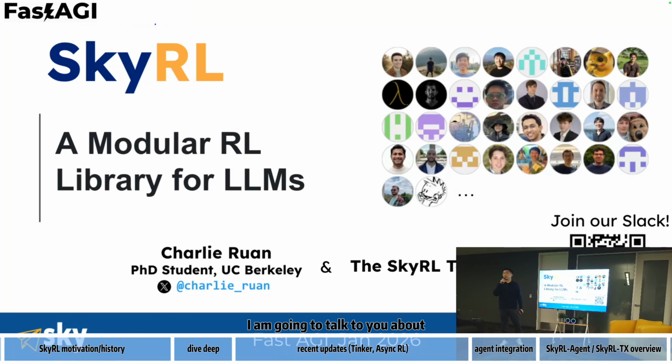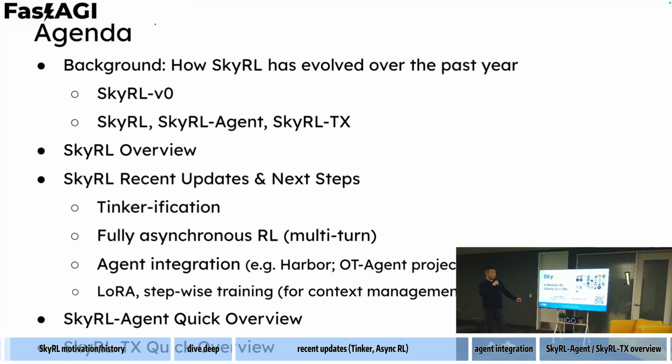I am going to talk to you about a project that a team has worked on for the past year, SkyRL, a modular RL library for LLMs. Obviously, I'm here to represent a big team behind me, as you can see from the list of contributors. They're not just from UC Berkeley, but also close collaborators from Anyscale, Datadog, Stanford, the Terminal Bench community, etc. So without further ado, let me get into it.